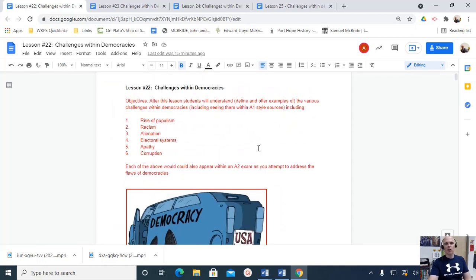So the first part, we want you to be able to understand some terms like populism, racism, alienation, electoral systems, apathy, and corruption. And we want you to link those terms to actual case studies and be able to recognize the language and connections to those case studies within some A1 sources. Ultimately, you should also be able to write an A2 essay in the future, and in that essay, attempt to address some of these flaws of democracy.